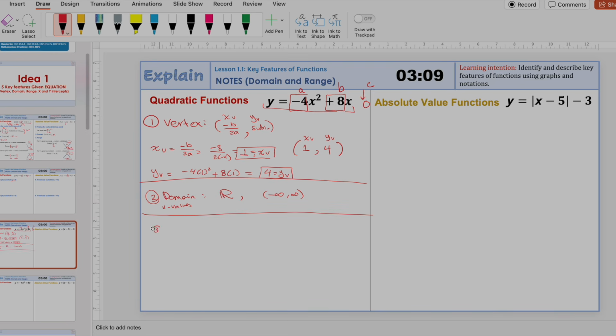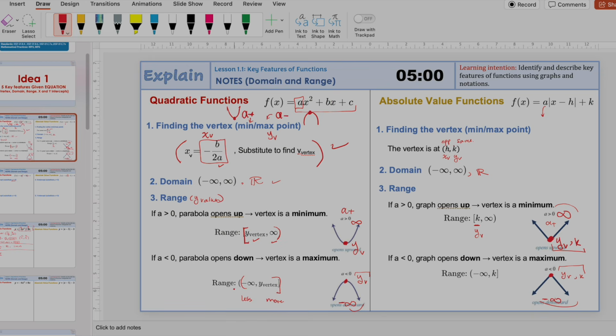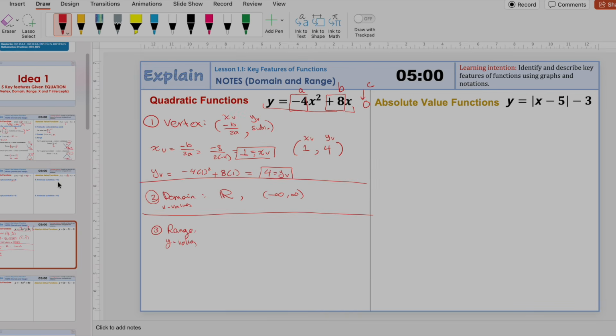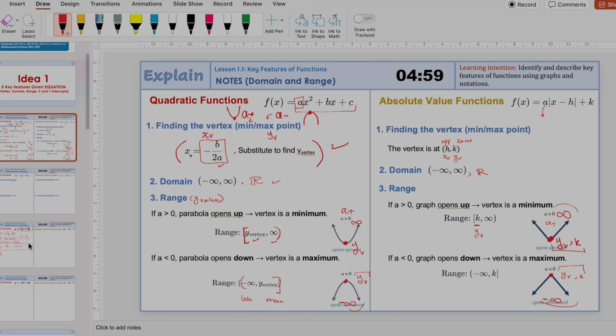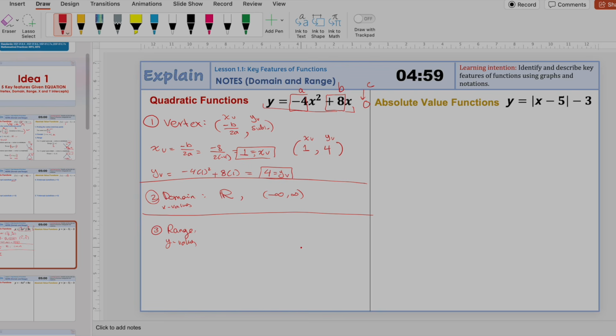Lastly is the range. Range represents y values. Now to decide which formula of the range to use, you have to check if my graph is upward or downward. Check the a, it's negative. Since the a is negative, then it's downward. So my range will be from negative infinity to the vertex.